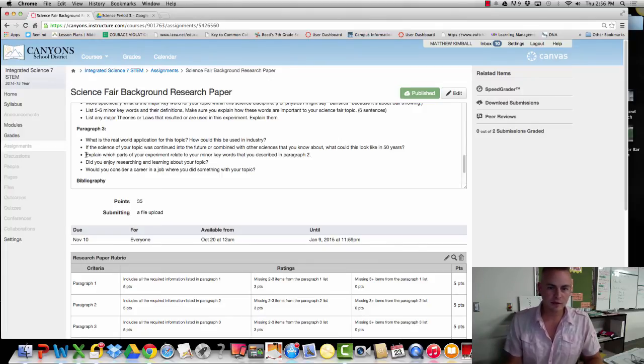This third sentence here: which parts of your experiment relate to your minor keywords? Okay, so tie in the reasoning, why people care about your experiment, to the definitions. Did you actually enjoy researching about this? I know research isn't always fun, but hopefully you learned something interesting and you started to kind of see the potential here. And tell me whether or not you liked it or what parts you did like about it. And then, would you consider a career in a job, or what jobs would this fall under? Like, who would be doing this?